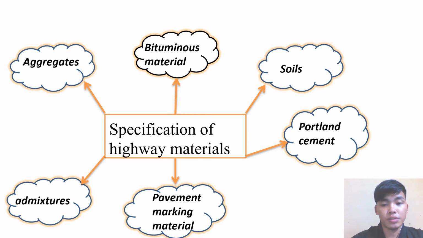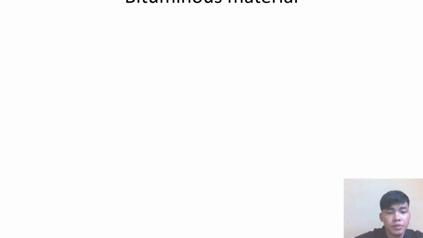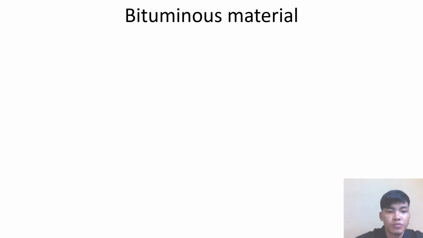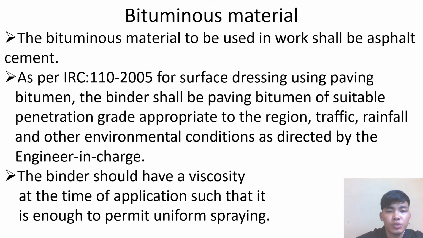Specification of highway materials. Some of the specification of highway materials are specification of soil, Portland cement, pavement marking material, admixture, aggregate, bituminous material. With specification of bituminous material. Bituminous material to be used in work shall be asphalt cement as per IRC 110/2005 for surface tracing using paving bitumen.